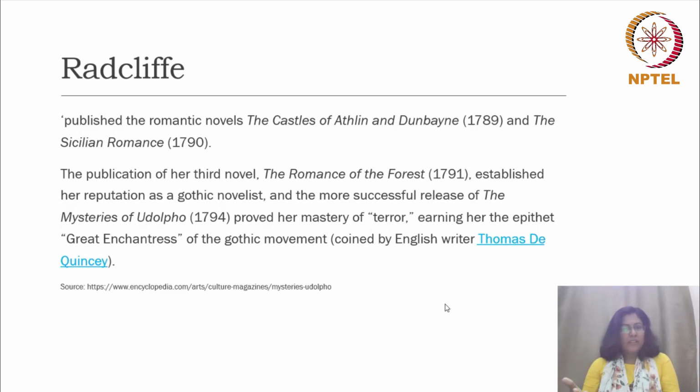And with Radcliffe's most successful release, The Mysteries of Udolpho, published in 1794, she proved her mastery of the concept of terror, which won her the epithet the Great Enchantress of the Gothic movement. And this epithet, Great Enchantress, was coined by the English writer Thomas De Quincey.